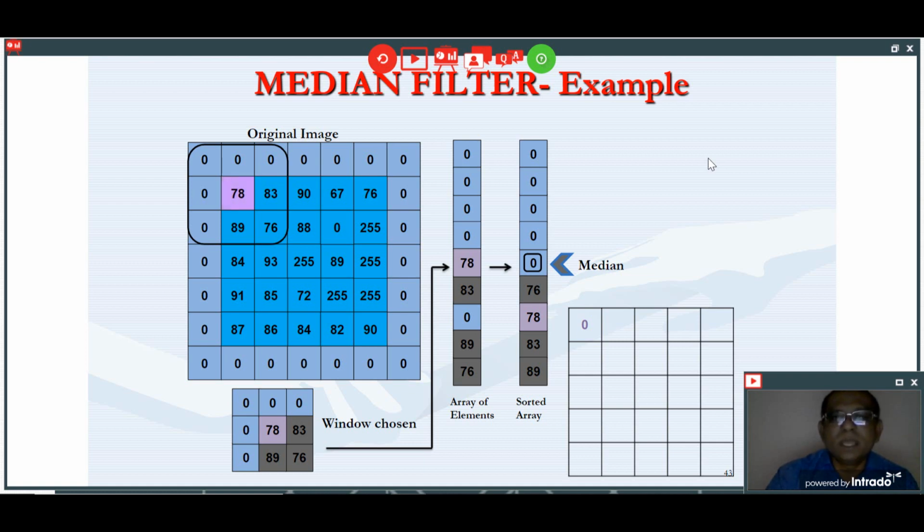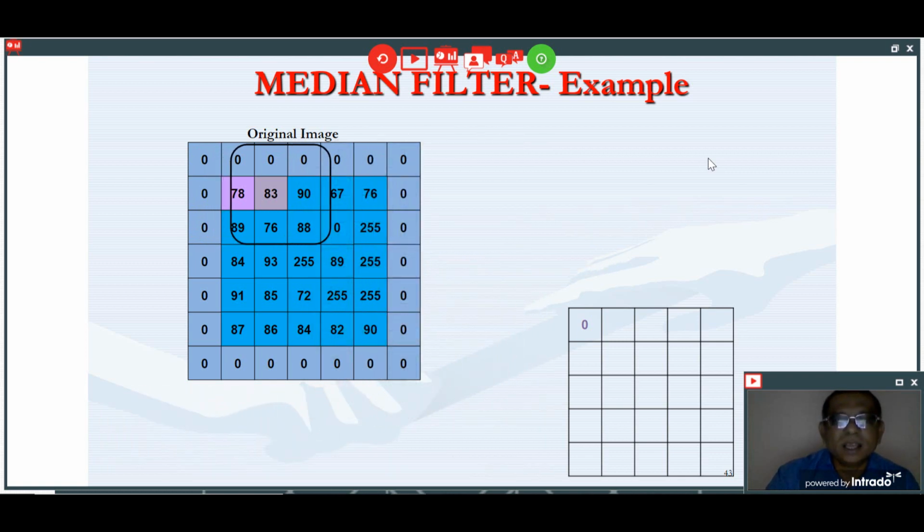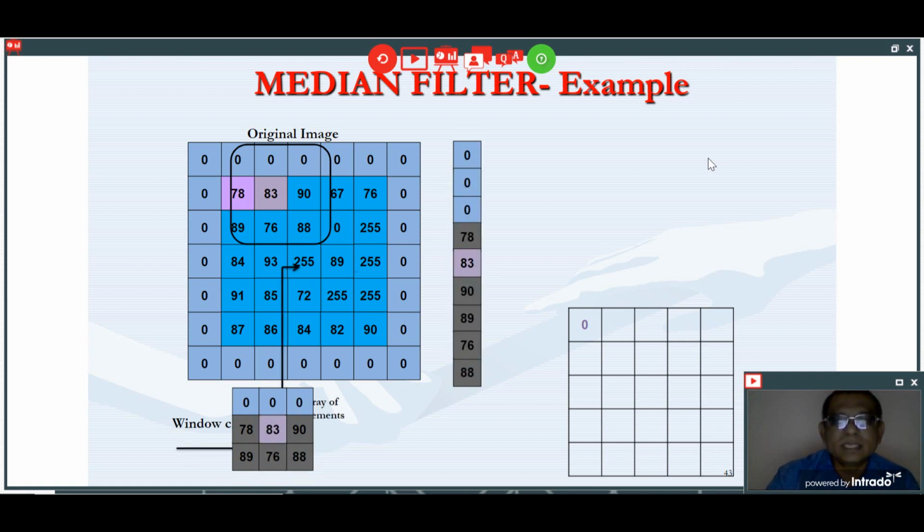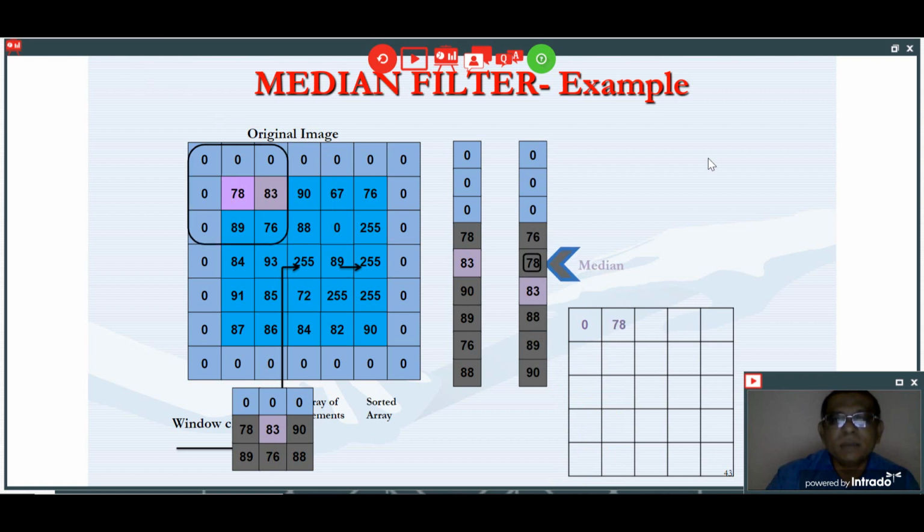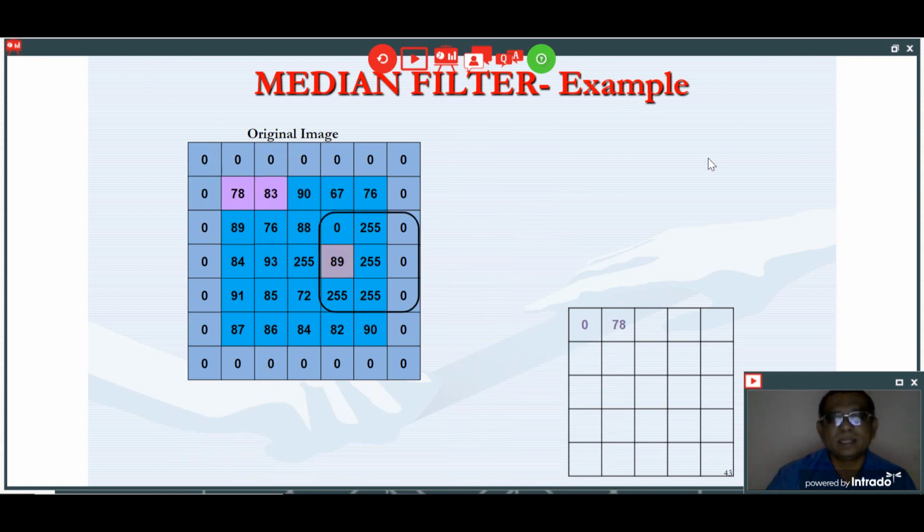Now the mask will be moved over the image. See here, the mask is moved over the image. Then the next part will be taken, and we are doing the same process, that is sorting and then finding the mid value so that it will be replaced by this. Now this part of the image is taken. Here the processing pixel is 255, so for this 255 we are taking the median value. So the median filter involves two operations. One is sorting, the other one is finding the mid value.